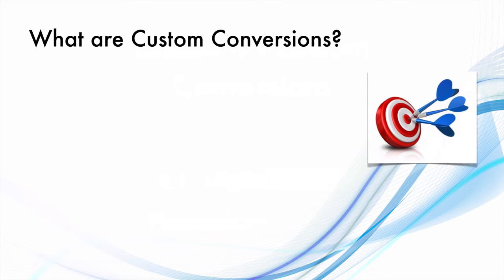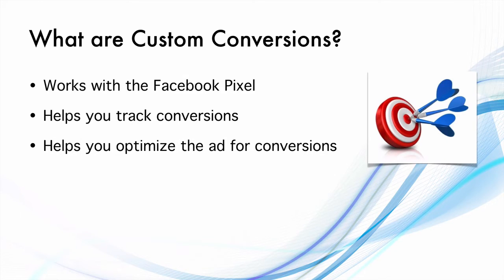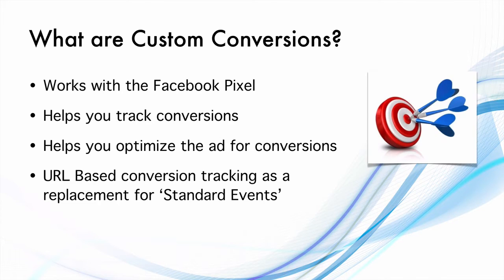So what are custom conversions? Custom conversions is something that works with the Facebook pixel. It helps you track conversions on your website. It helps you optimize the ad for conversions. So if you are running an ad, and if the goal of the ad is getting conversions, not just clicks or views, then a custom conversion helps a lot in that. So custom conversions are URL based conversion tracking as a replacement for standard events.